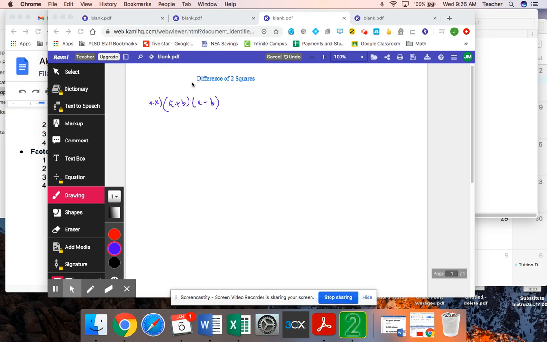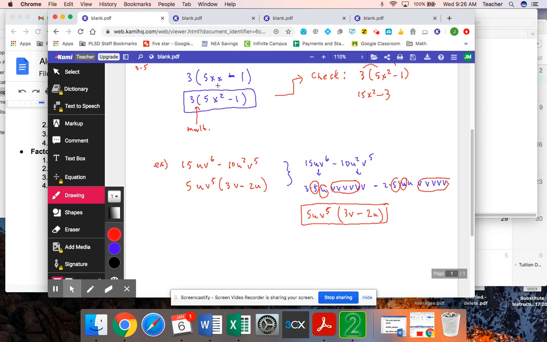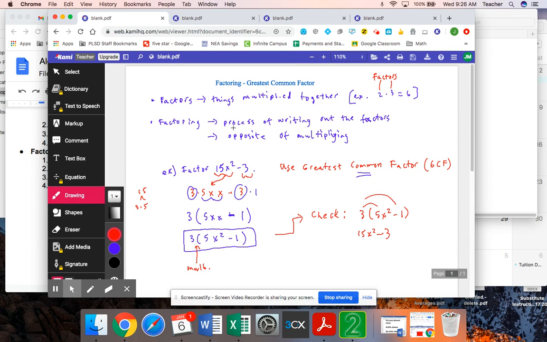All right, we're going to talk about factoring some more. And this different method here is called factoring out the difference of two squares. It's going to be different than this idea of factoring out a greatest common factor because it's not going to set up the same way.